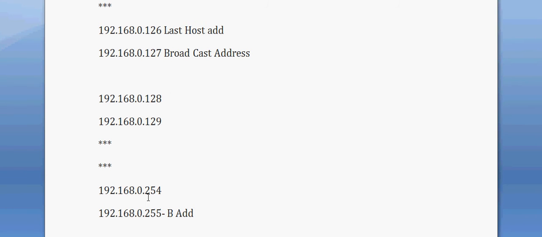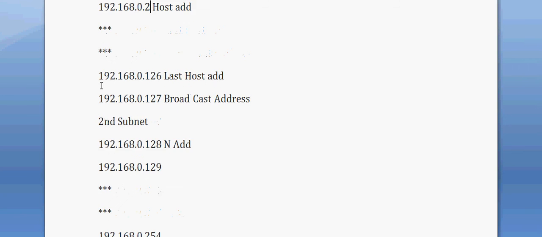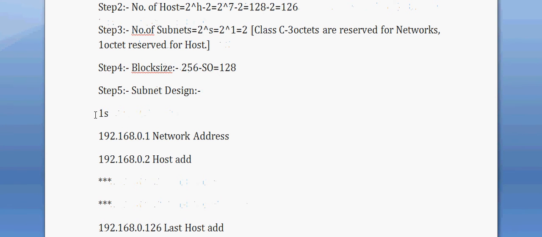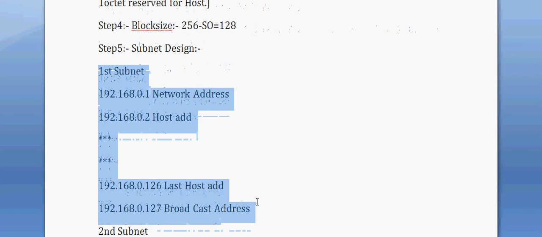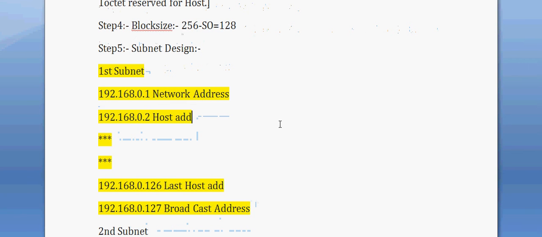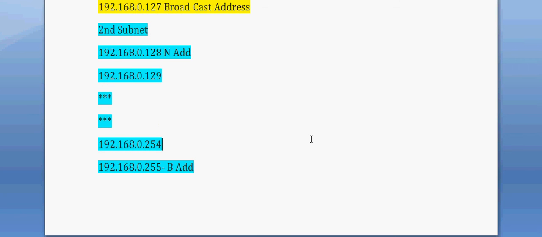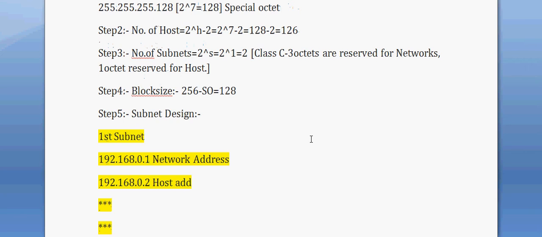This will be called my network address, this will be called my first host ID, and this will be called my last host ID of this subnet design. So over here I can say this is my first subnet, and I'll color it, and the second subnet will be starting from here. I'll mark it in a different color. Okay, two subnets.